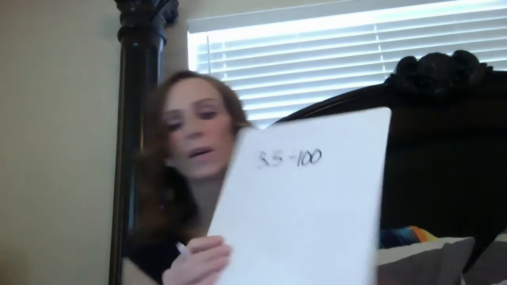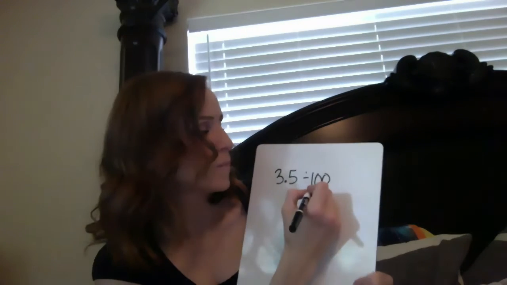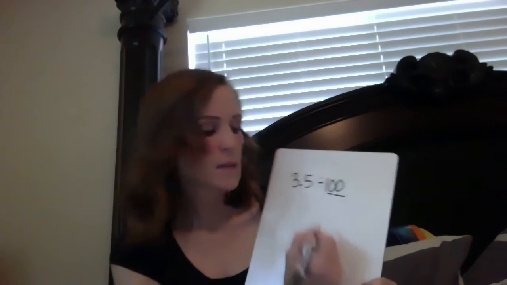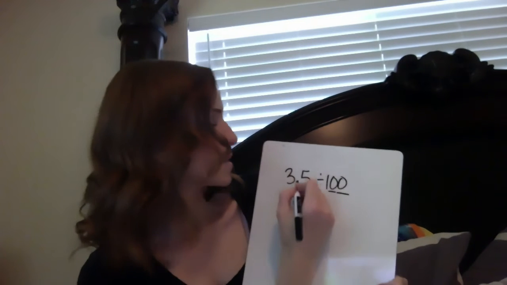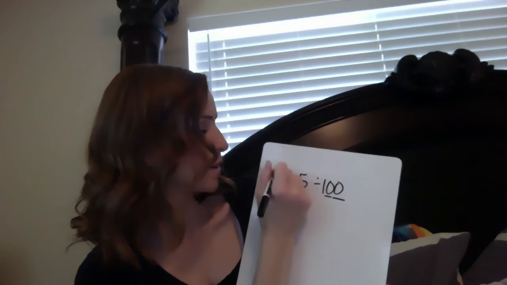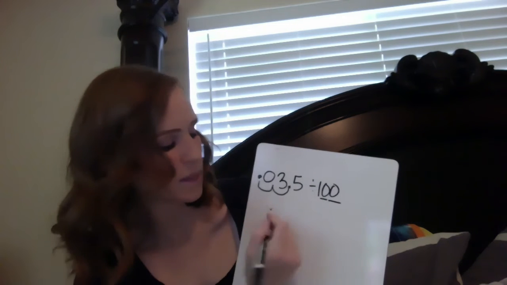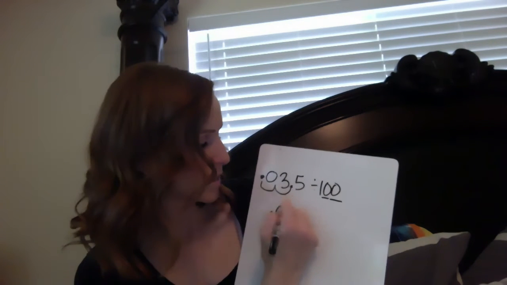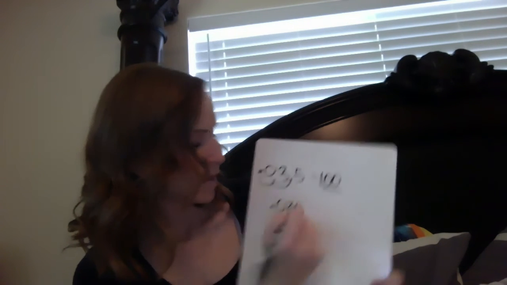Let's try 3.5 divided by 100. So I look and I say, well, that has 2 zeros. So I'm going to take this and I'm going to make it smaller by 1, 2 bumps. I put my decimal point there and I add in a 0 for any blank spaces. So my answer is then 0.35.